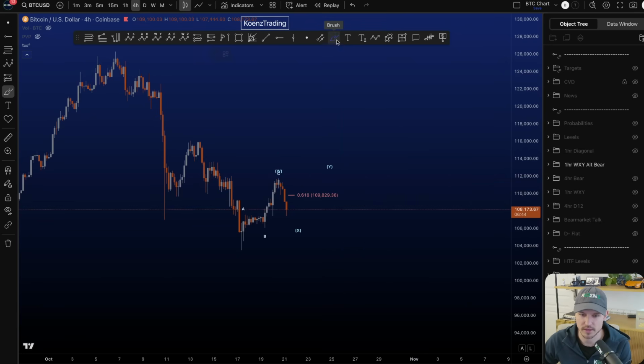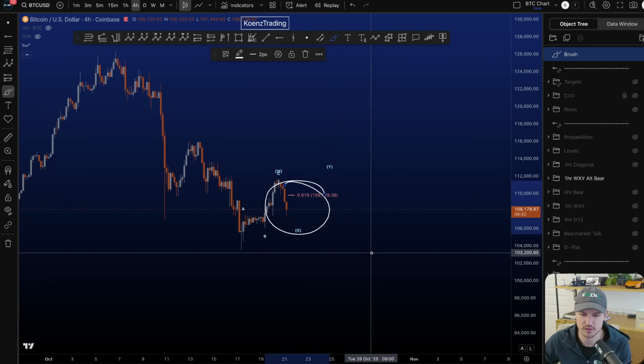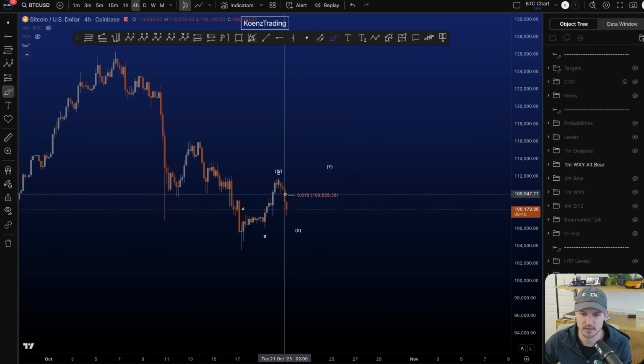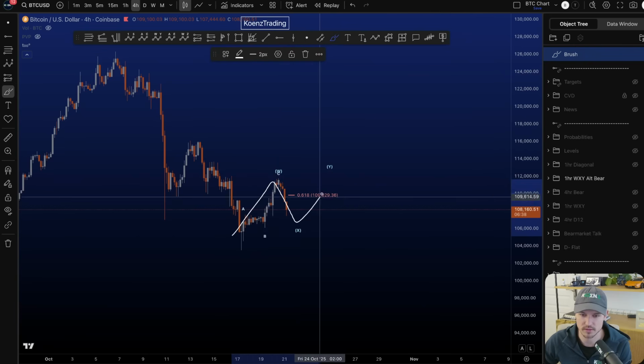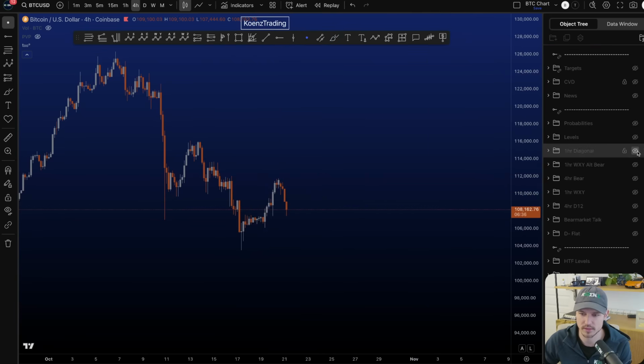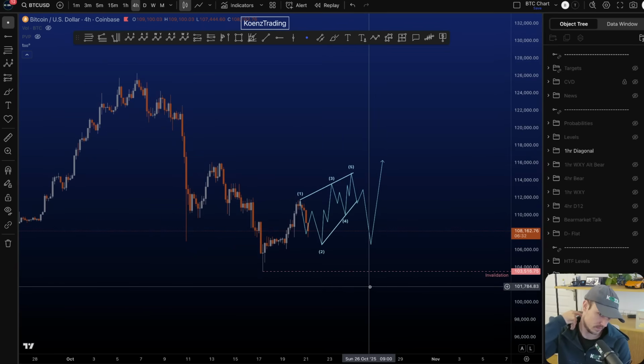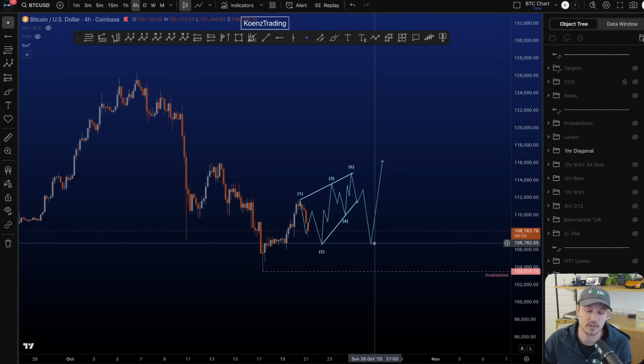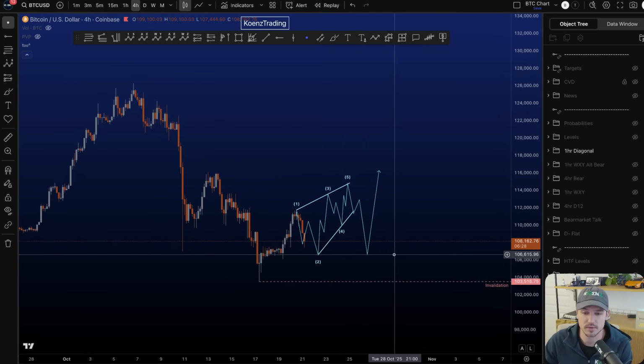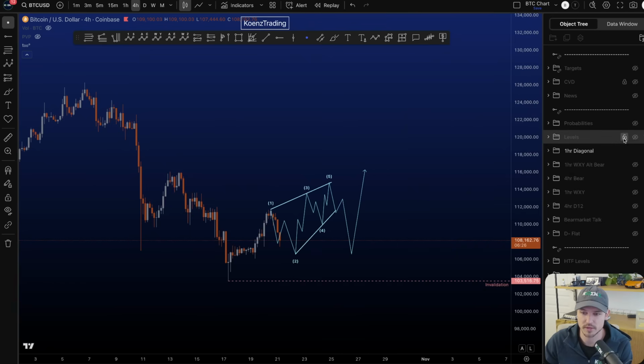If price moves to the downside in a three-wave structure here, then we're looking for the bears a larger WXY, and the bulls are looking for a diagonal. And the diagonal is either wave 1 or wave A. That's something we'll then figure out as we get more information. So that is it. And then probabilities.